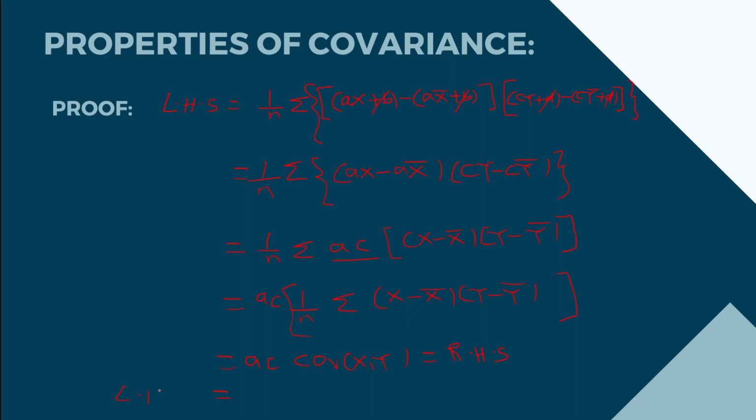Hence, left hand side is equal to the right hand side. Hence, we prove that the covariance is affected by change of scale but not the change of origin. In this way, in this lecture, we learned why we calculate covariance in order to study the correlation, and we discussed the properties of covariance in detail. I think students understand all the concepts in the lecture.